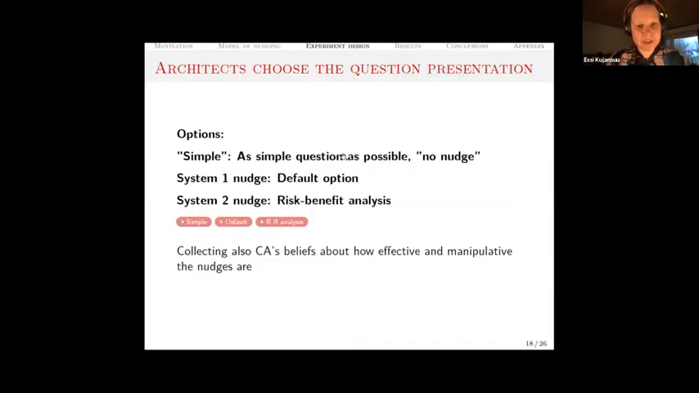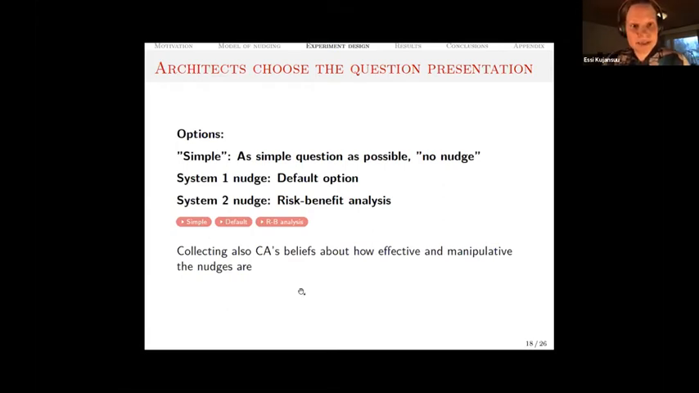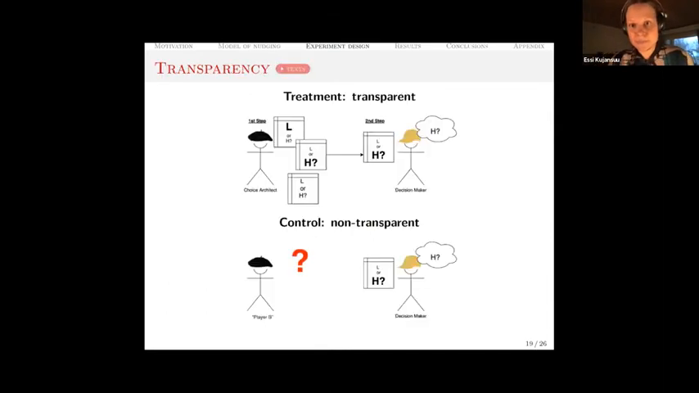So these are the 3 nudges, and we are being careful here that they don't provide any information or change anything relevant to the participants. On top of this, we also elicit choice architects' beliefs about how effective and manipulative they find them, but I don't think I have time to discuss that today. And just to remind you, the transparency tells people about the choice architecture game that's going on before they see the question.